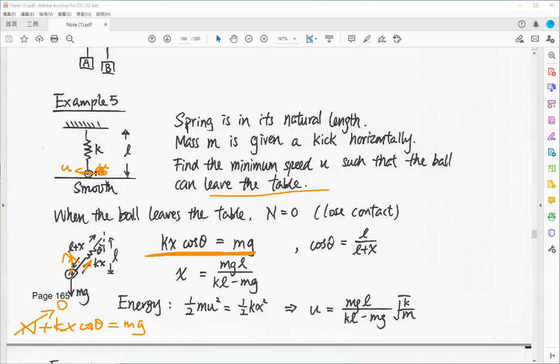So you can also, by trigonometry, where x is the extension of the spring, see that cosine theta is L over L plus x. By combining these two formulas, then you can say that x equals to this one. Okay, the extension of the spring equals this one.